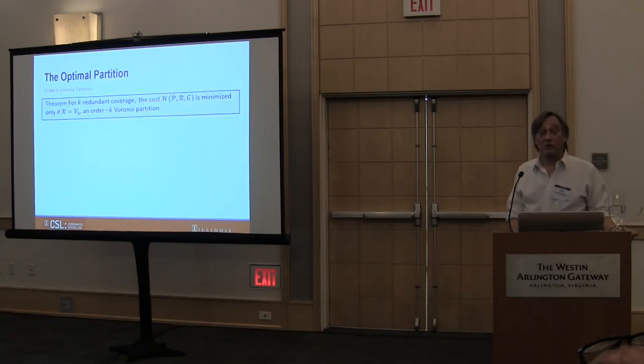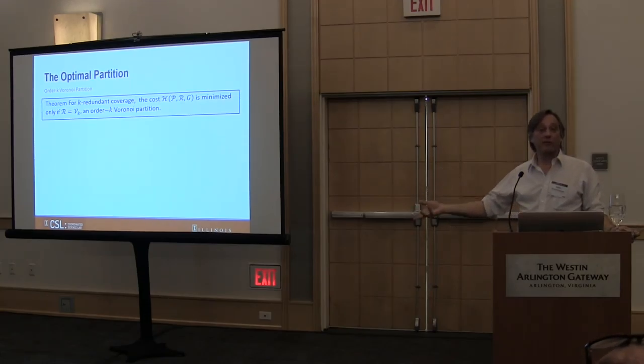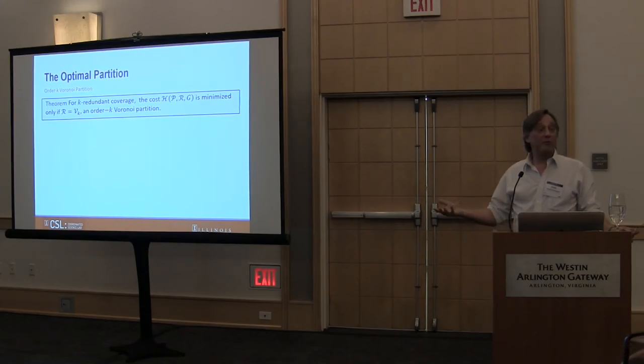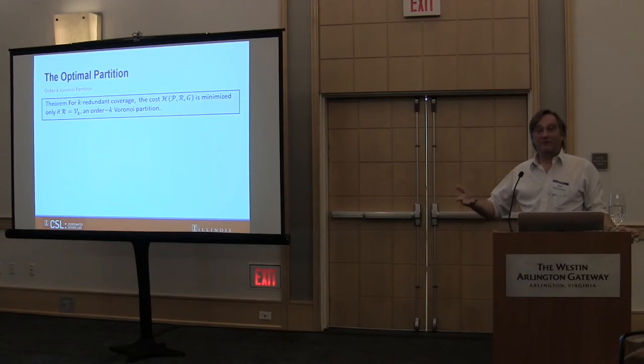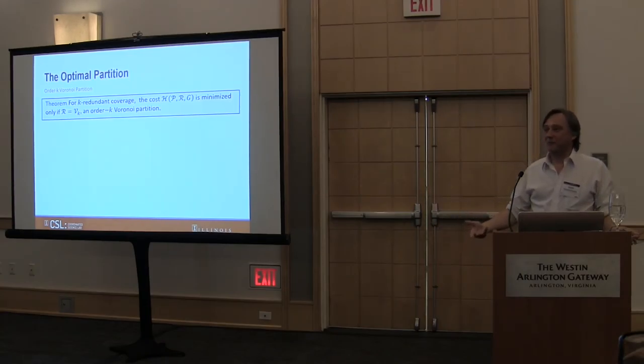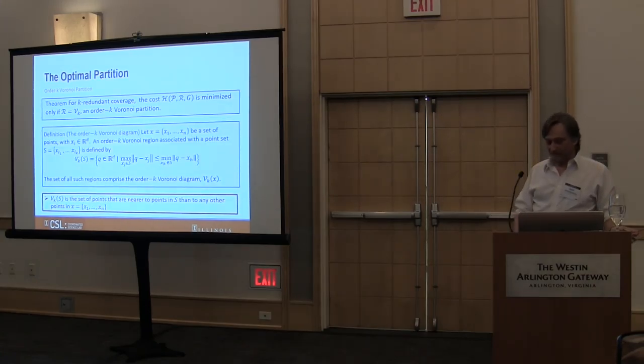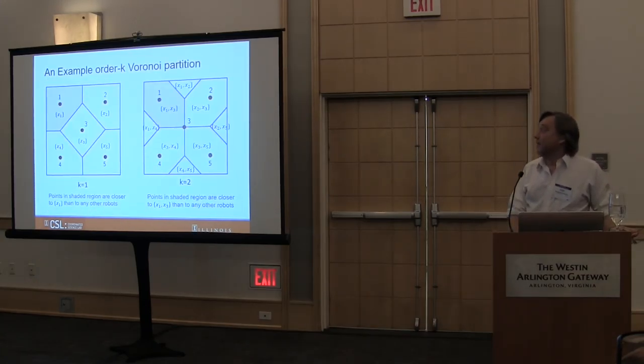The first thing that you can show is that the optimal partition is an order K Voronoi diagram if you want K redundancy. So if I want every region to be covered by three sensors, then an order three Voronoi diagram makes the optimal partition. It's probably not surprising. It's only surprising if, like me, you didn't know there were generalizations of Voronoi diagrams beyond order one. If you already knew there were order five Voronoi diagrams, then this is exactly what you would expect the result to be, I think. And there's the definition of it, if you don't know what it is, and there's an example of it.